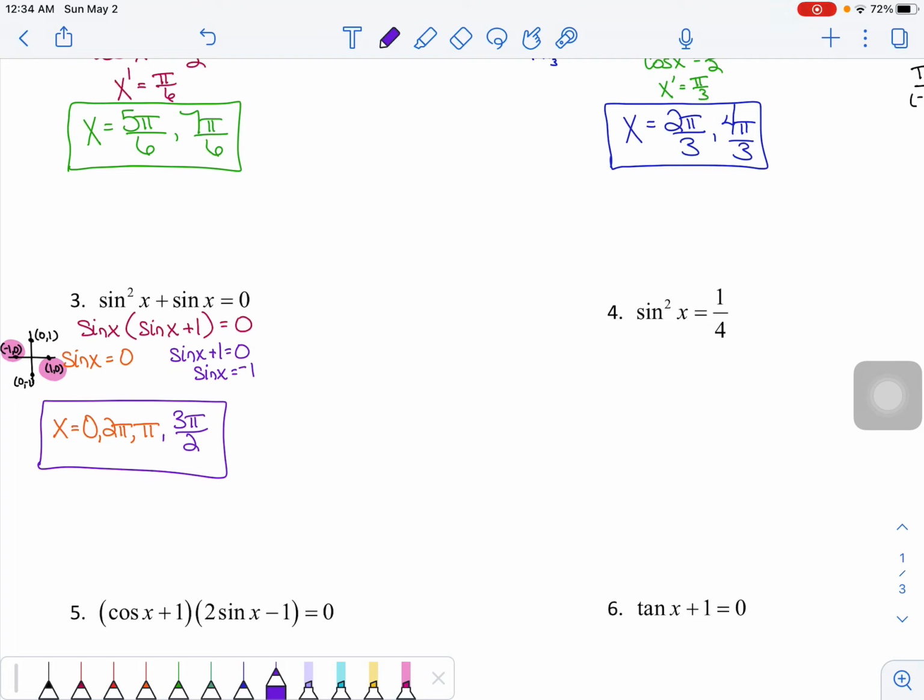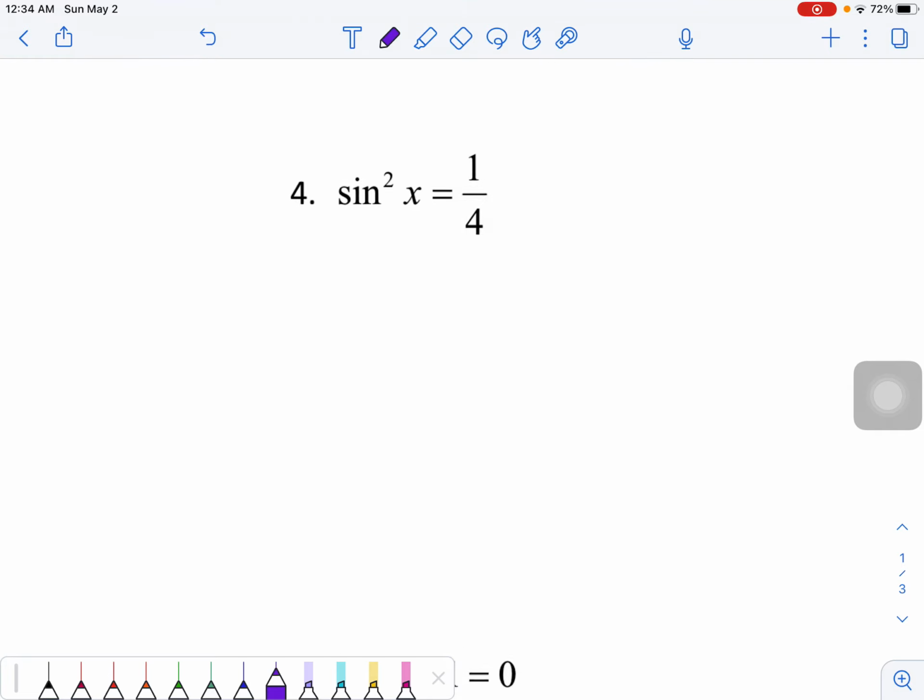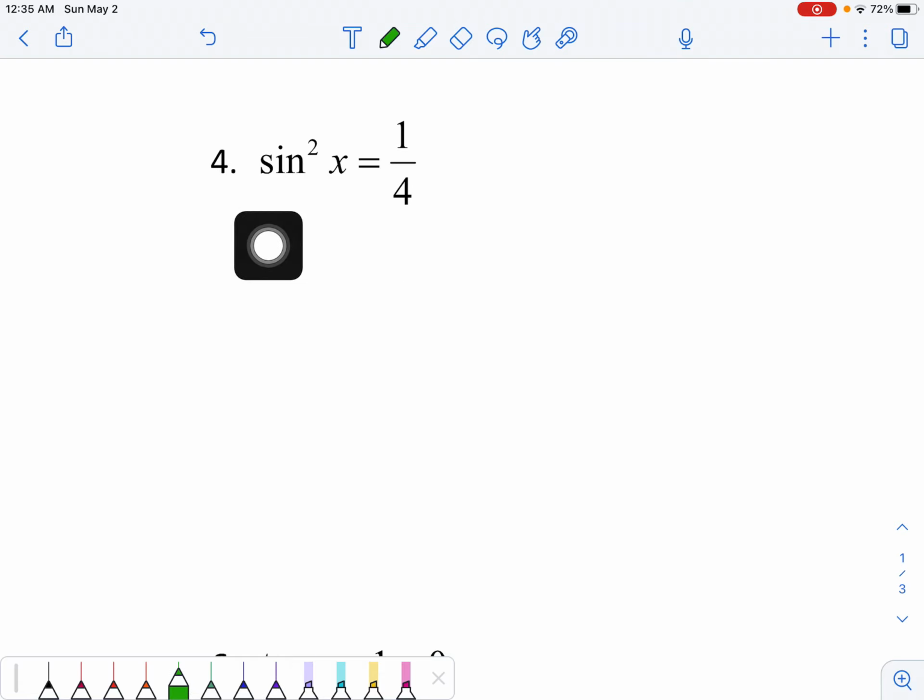All right. Let's go ahead and slide over to number 4. Okay. So number 4 here, we've got the sine squared x is equal to 1/4. So everything in math has an opposite operation or an inverse operation. The inverse operation to squaring something is we're going to take a square root. All right, so square and square root cancel.